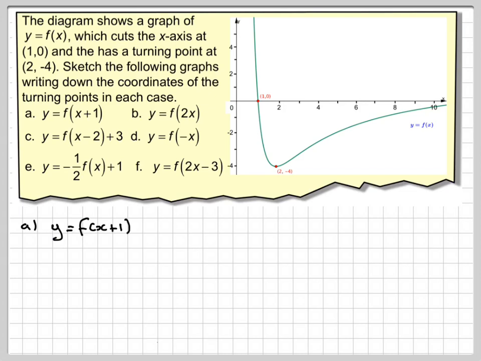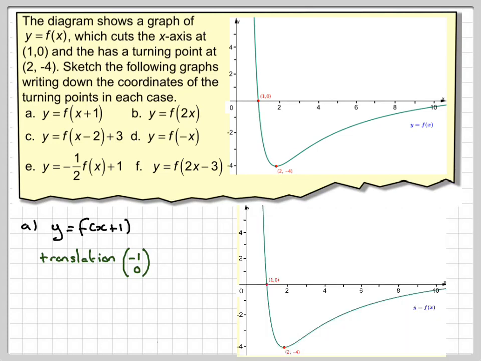So y = f(x) + 1. This is a translation of (0, 1). So every point will move up 1. Marking on that point there, which is on the origin, and this point will become (2, -3), and then we can draw the curve like that. So we've got y = f(x) + 1.